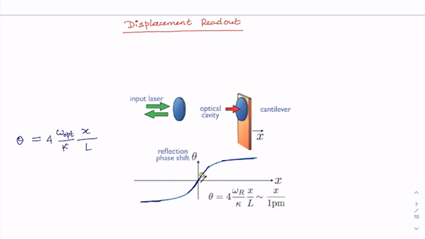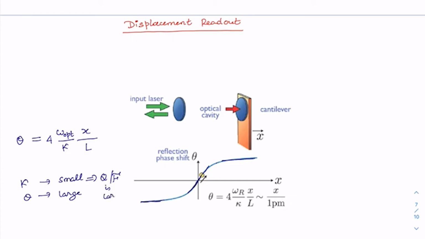So if the cavity decay rate is very small, cavity decay rate kappa has to be small. Kappa small means theta large, so we'll be able to have a significant phase shift which would be easy to measure. And if kappa, the cavity decay rate, is small, that means the quality factor or the finesse of the cavity has to be large.